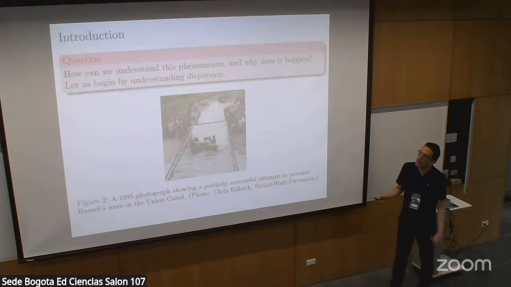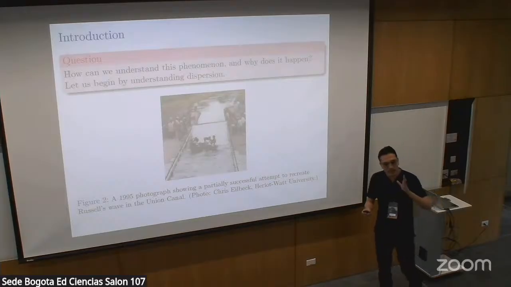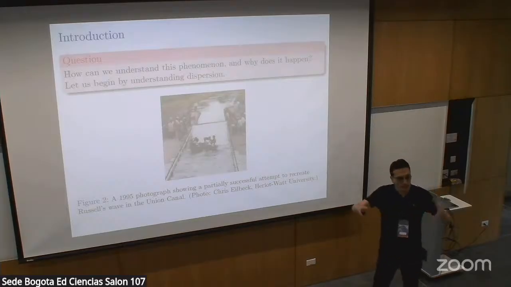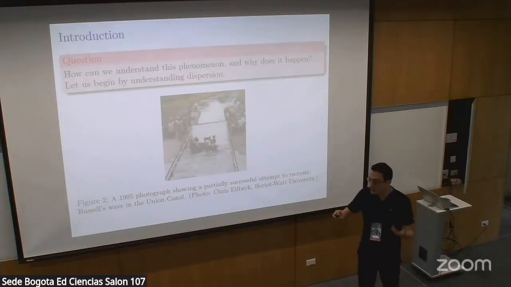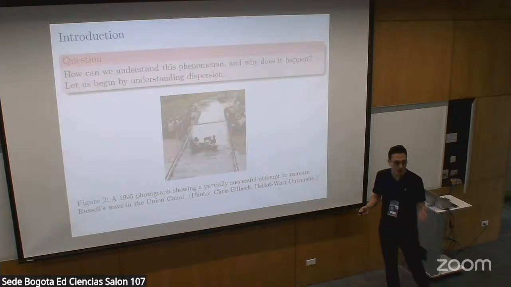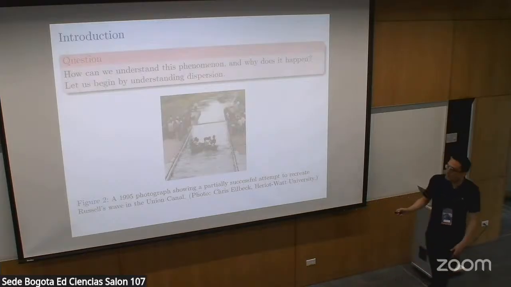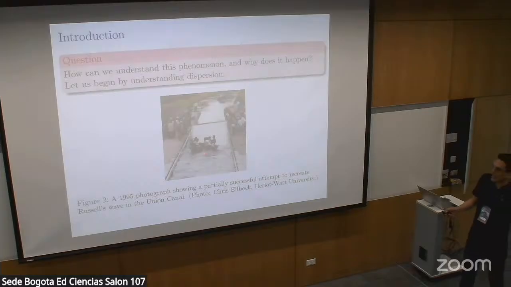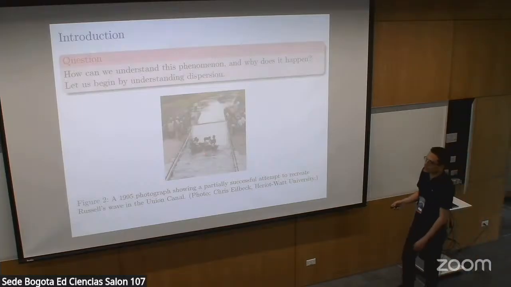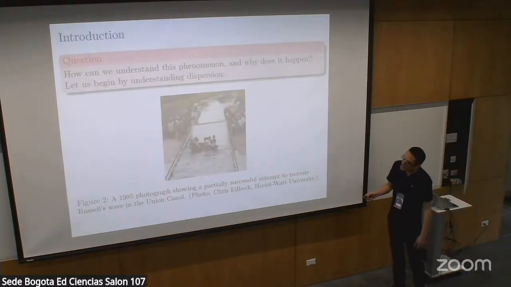And so I will start by addressing the question of what is dispersion. I'll try to explain the two things that create the wave, dispersion and nonlinearity. When they combine, they generate the phenomenon called the solitary wave. Here you can see a picture from 1995, in which they try to recreate the Russell experiment. They jump on these kinds of boats and try to generate the wave.